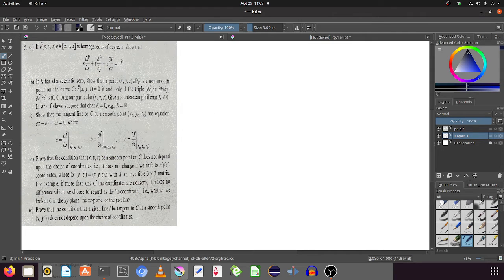Now, a homogeneous polynomial: show that this equation holds. It should of course hold for each term, so let's just take one term. And the sum of the exponents equals n.